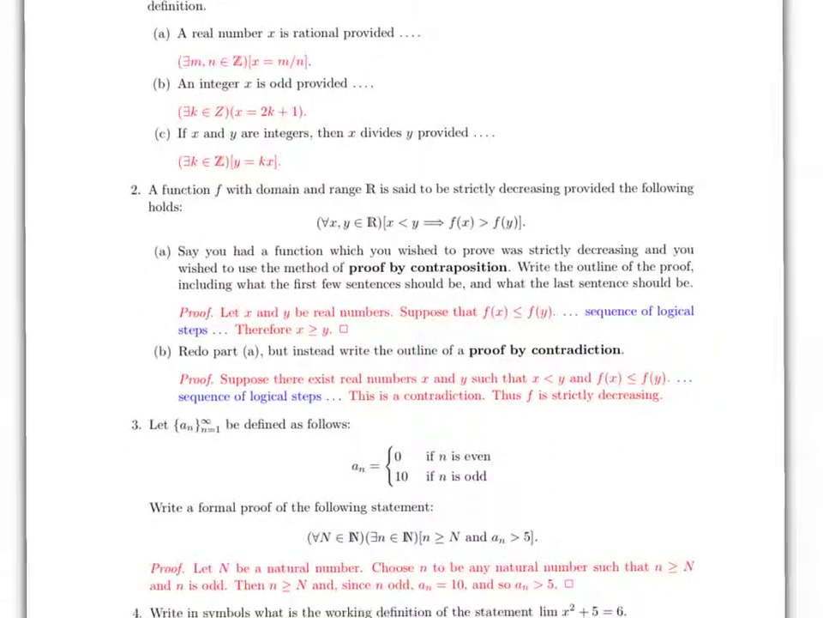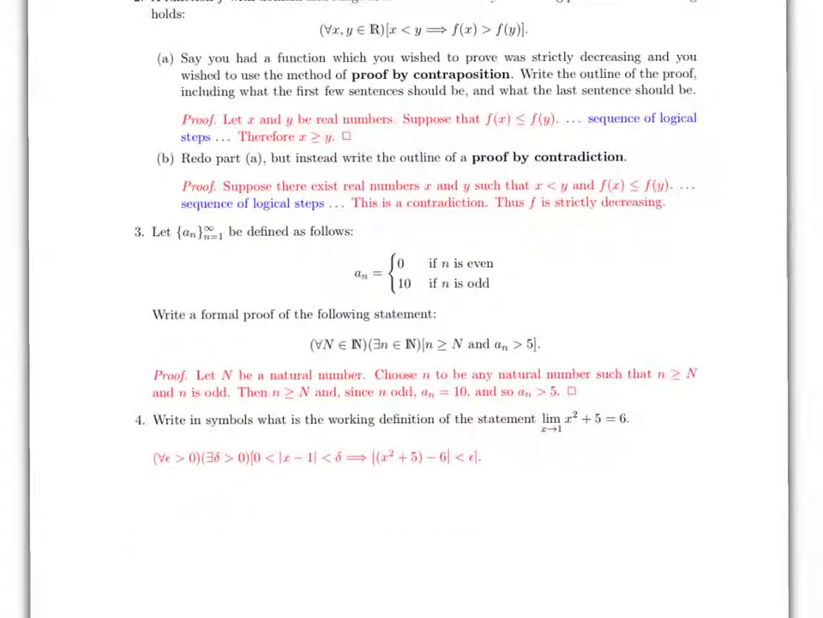Now let's look at number 3. In number 3, I define a certain sequence of numbers. A sub n is defined to be 0 if n is even, and it's defined to be 10 if n is odd. And I gave you this statement here to prove about that sequence a sub n. What I wanted to know is, given a sequence of symbols like this, assuming that you want to prove that it's true, do you know how to respond in the appropriate way when you see each of these little pieces?